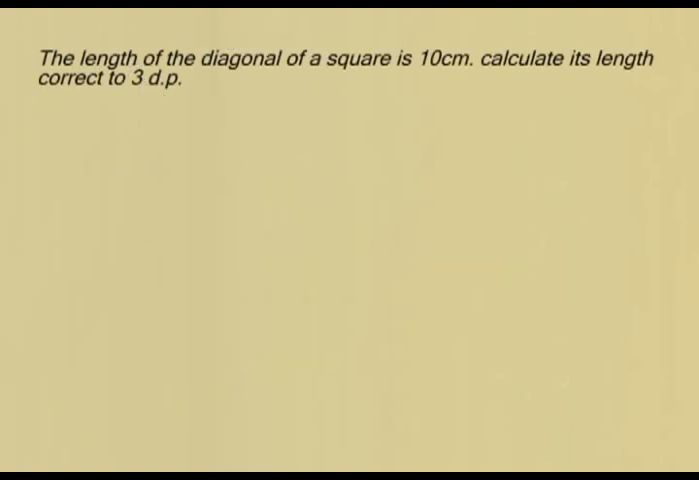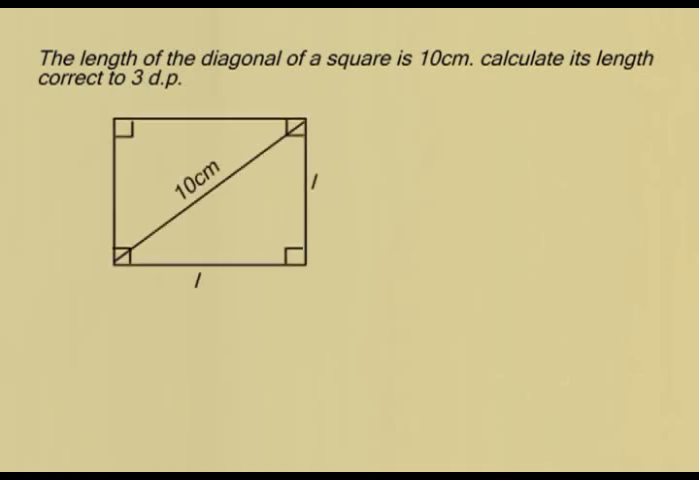Second and last example, the length of the diagonal of a square is 10 centimeters. Calculate the length of the sides to 3 decimal places. Now, this is a square, all sides are equal. 2 sides and the diagonal will form a right angled triangle. And so L squared plus L squared is equal to 10 squared. 2L squared is equal to 100. L squared is equal to 50. And L is equal to 7.071 centimeters.